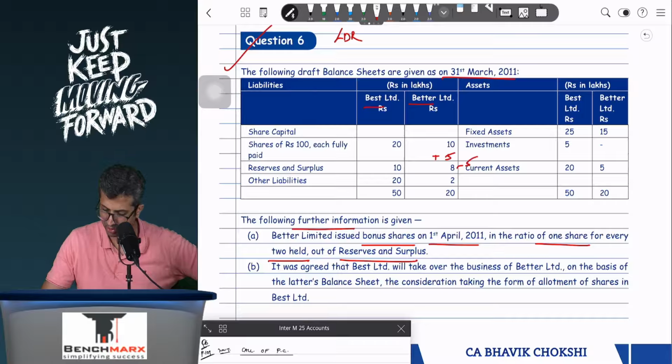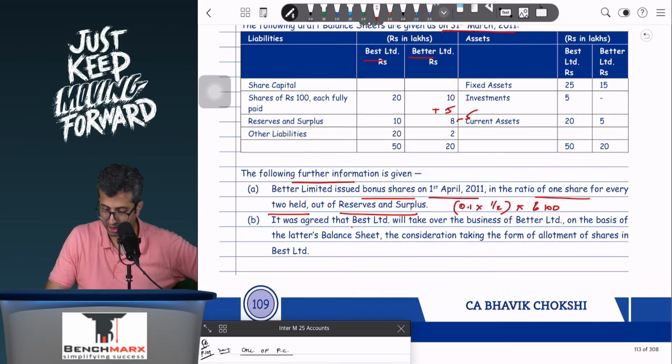Sir, how did we get 5? Well, if these were 0.1 shares into 1 by 2 into rupees 100. So this is 0.05 into 100 comes to 5. That is your entry for bonus. It was agreed that Best will take over the business of Better on the basis of the latter's balance sheet, the consideration being in the form of allotment of shares in Best.